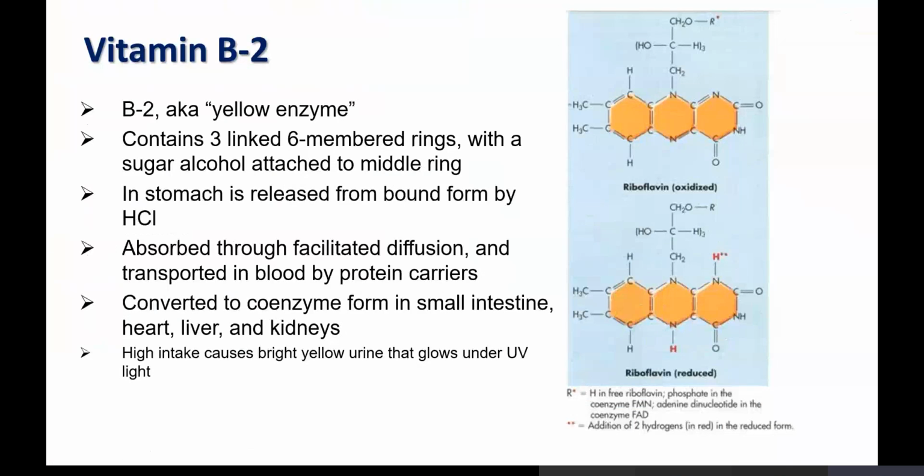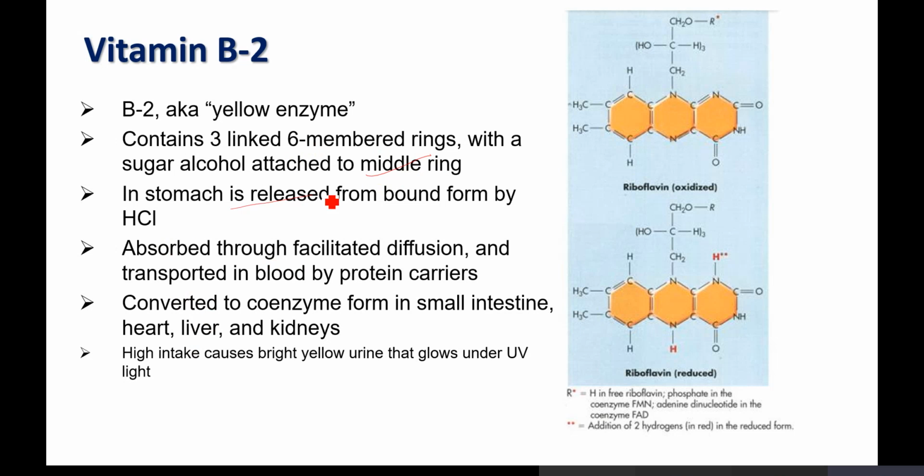So what does its chemistry say? Okay, so this is B2. The meaning is yellow enzyme. This is present with a yellow color, and it is therefore called a yellow enzyme. Riboflavin contains three linked membered rings with a sugar alcohol attached to it. Okay, the sugar alcohol is attached to the middle ring.